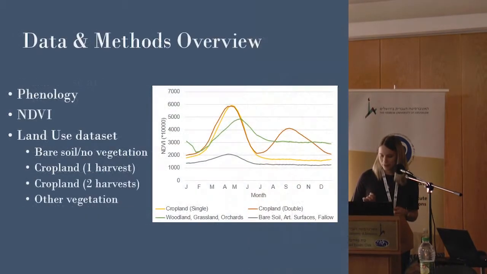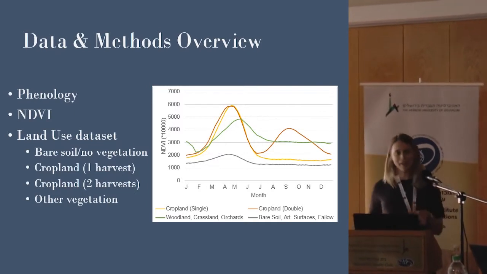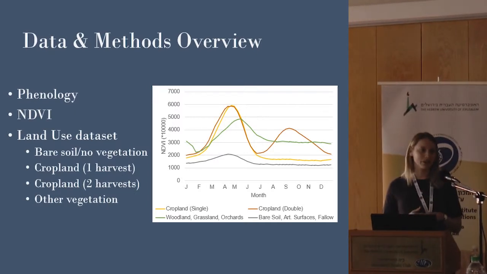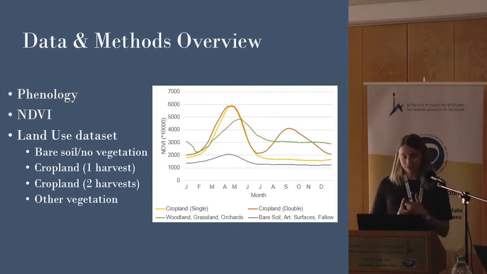So we'll start with the data that I use, and this is a simplified way of describing it, but I'm using something that is called phenology, which relates to the season of vegetation and animals. So, for example, when the leaves are changing colors in autumn, that's a phenological thing. And I look at the phenology of croplands.